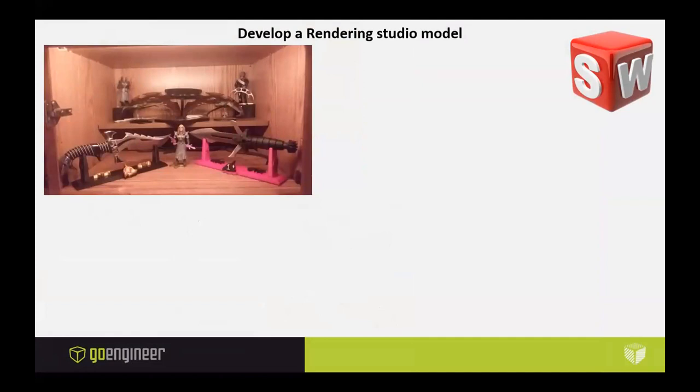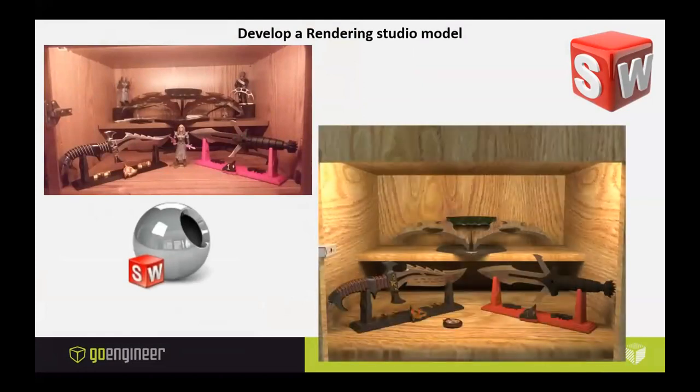Now, in the photograph, there's one light source. Okay, just inside the cabinet on the front lip. You can kind of see the light blowing on the back there. Okay, I mimic that in PhotoView 360 with my CAD model.